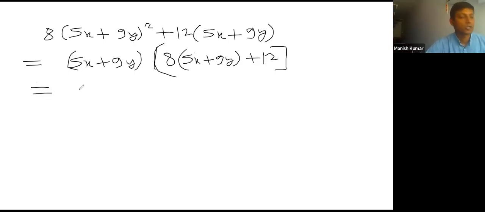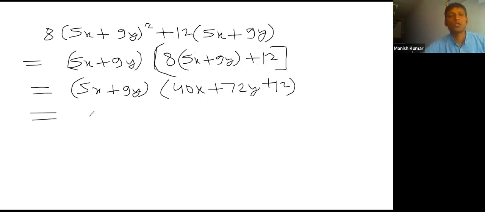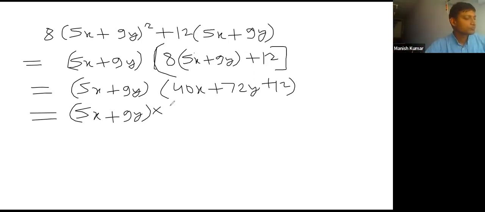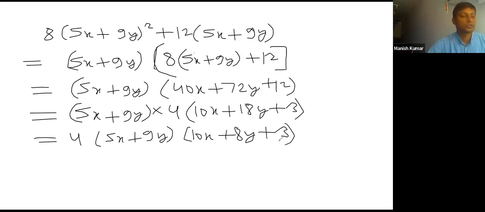You can also write it as equal to what? 5x plus 9y into 8 5s are 40x plus 72y plus 12, isn't it? Now, is there anything in common in 40x plus 72y plus 12? Nothing is common. 4. Yes, 4 into 10x plus 18y plus 3, isn't it? Or we can bring 4 here: 4 into 5x plus 9y into 10x plus 18y plus 3. Okay.